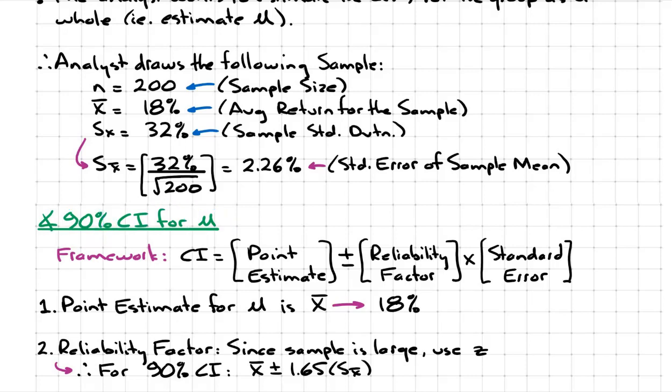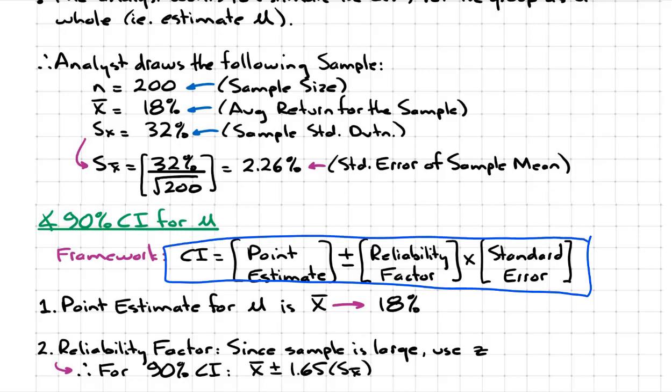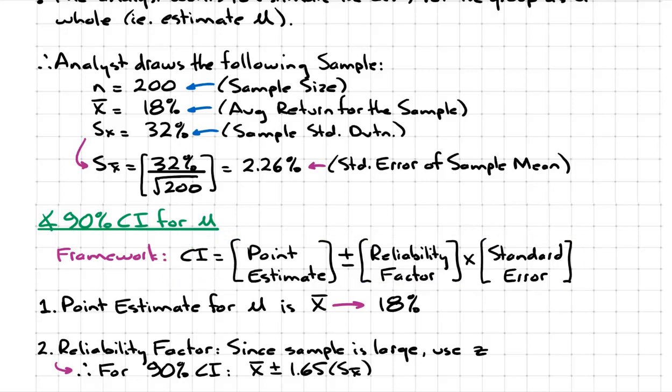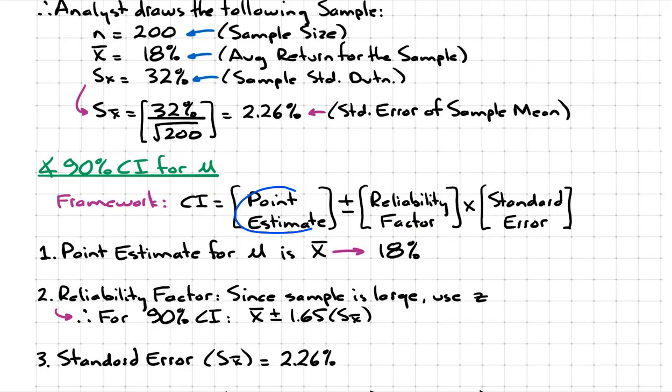Now from the preceding LOS, we saw how the framework for confidence interval is constructed. So let's start off with our point estimate. So what's your best estimate for the population mean? Well, that would be our sample mean. It's 18%. That's my best guess because that's what my sample average was. And my sample was drawn from the population.